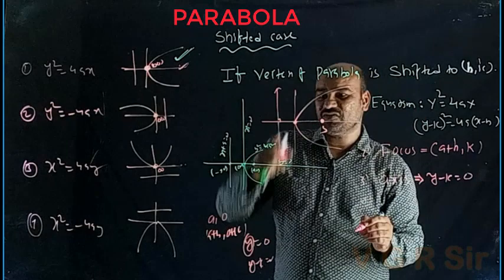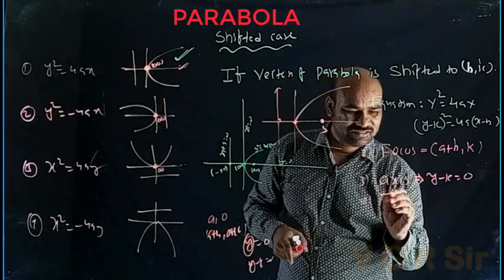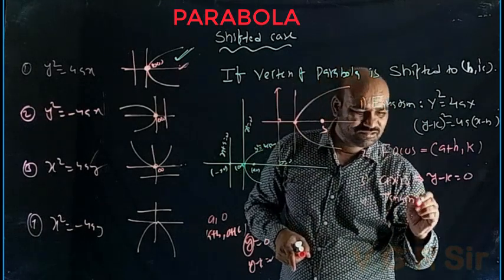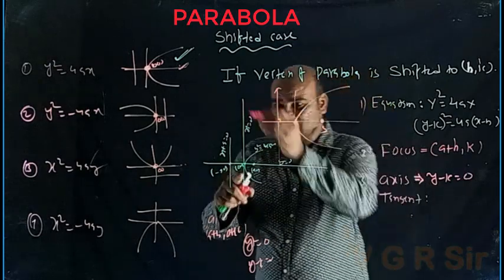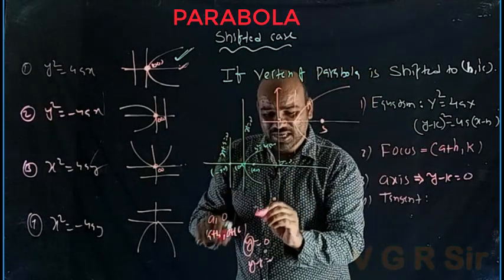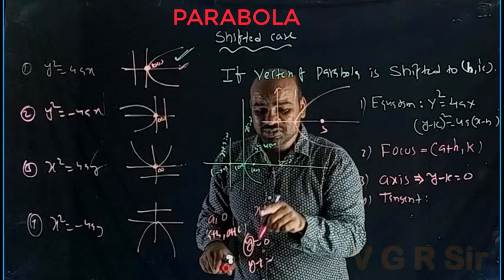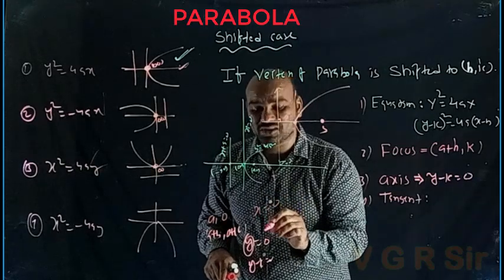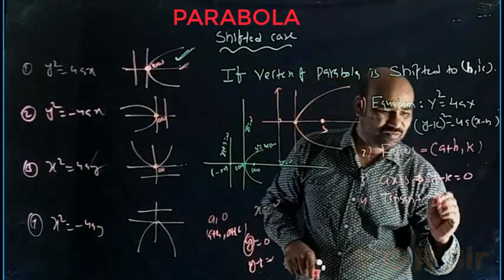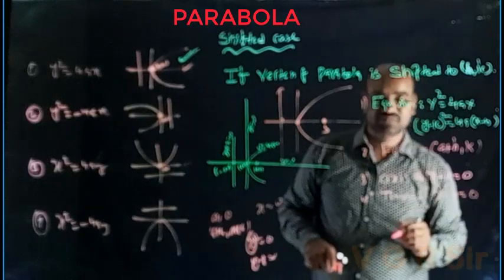Sometimes we need the equation of the tangent. What is the actual equation of the tangent? Small x equal to 0. X equal to 0, this is not a point. Line means capital X equal to 0. Instead of capital X, what should I write? Small x minus h. x minus h equal to 0.